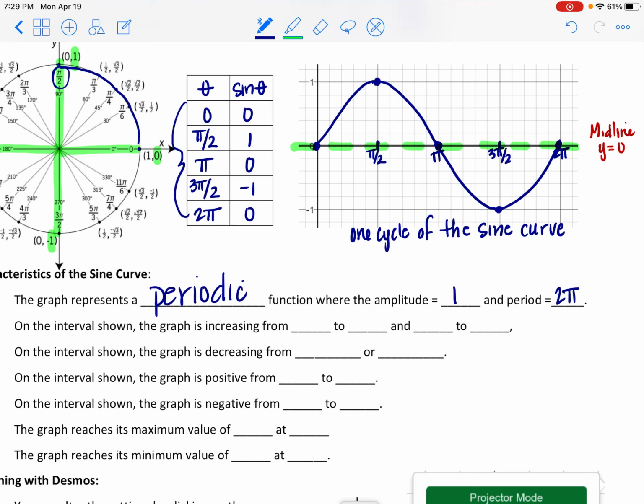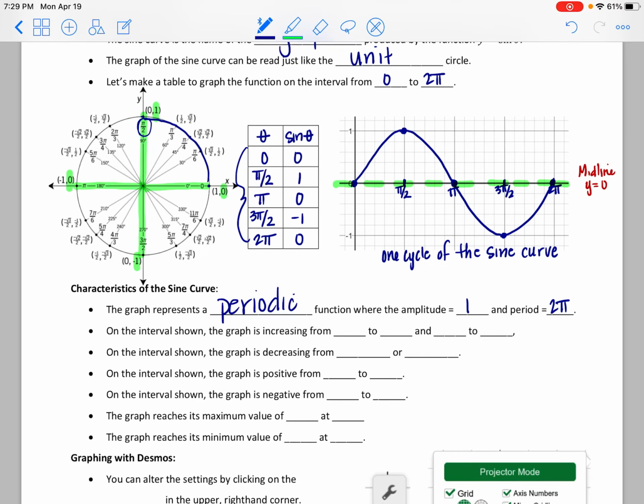Now, just like other functions, we can do things to transform this, but in the parent form of our sine curve, these are the features, okay? We've got an amplitude of 1, and we have a period of 2 pi, so it takes, in the parent, a full circle for one cycle to happen, for those values to repeat.